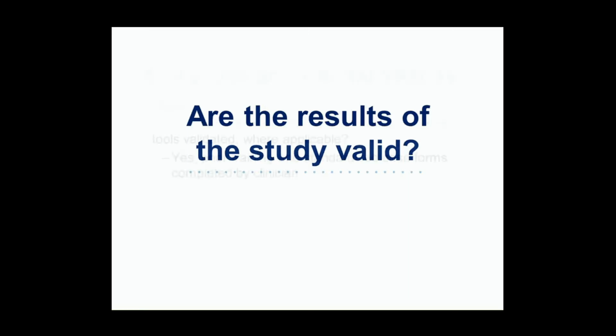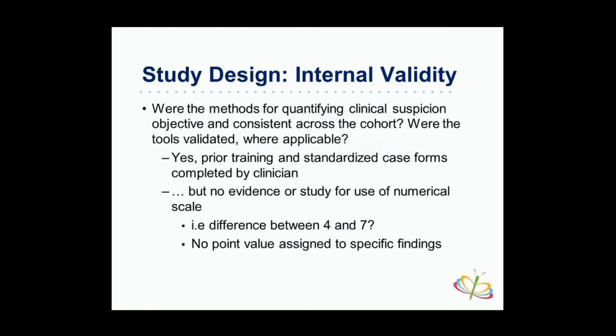We asked the question, were the methods for quantifying clinical suspicion objective and consistent across the cohort? Were the tools validated where applicable? We said yes, all of them received prior training and standardized case forms completed by that clinician. But with this case form that they used, there's really no evidence for this grading of 1 to 10, with unlikely to have Lyme, possibly have Lyme, or definitely have Lyme. And there was no point value assigned to a specific finding. So why did the physician choose one number over another? Was it because the patient had a tick bite in the history, or was there another symptom that made them lean one way or another?